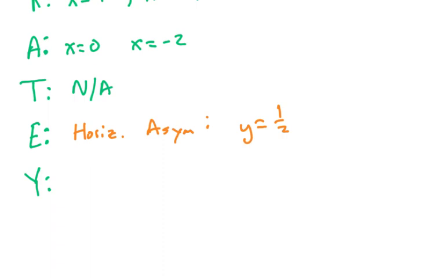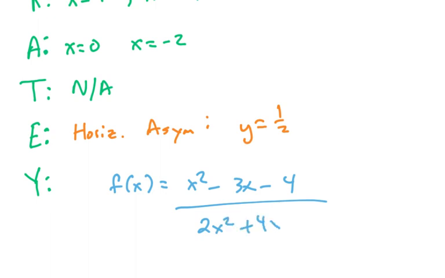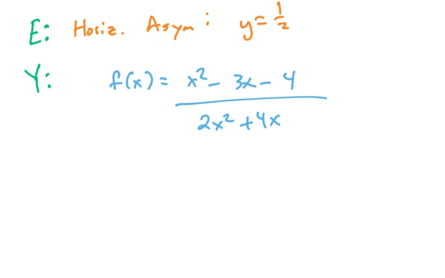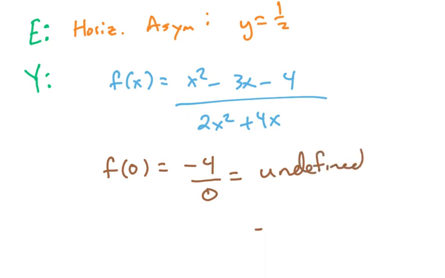So the function is, I'm going to rewrite the function. It's f of x equals x squared minus 3x minus 4 over 2x squared plus 4x. So you can see here that if x is 0, then what's going to happen? Well, everything's going to go away except for the -4, and then we're going to have 0 on the bottom. But you can't have 0 on the bottom because that's undefined. So what this is telling me is that there is no Y-intercept.